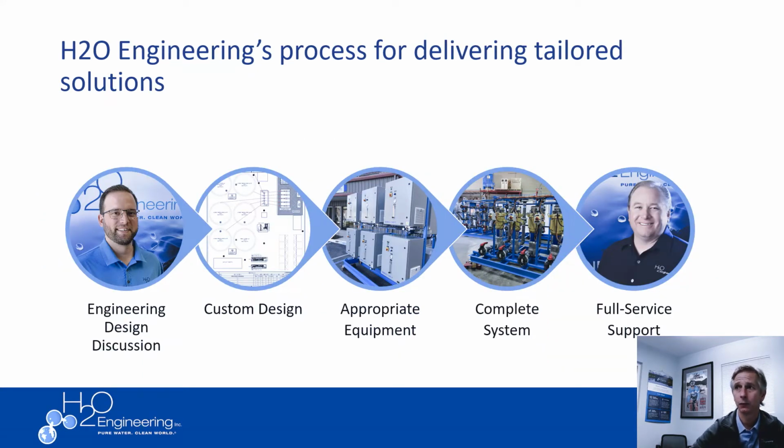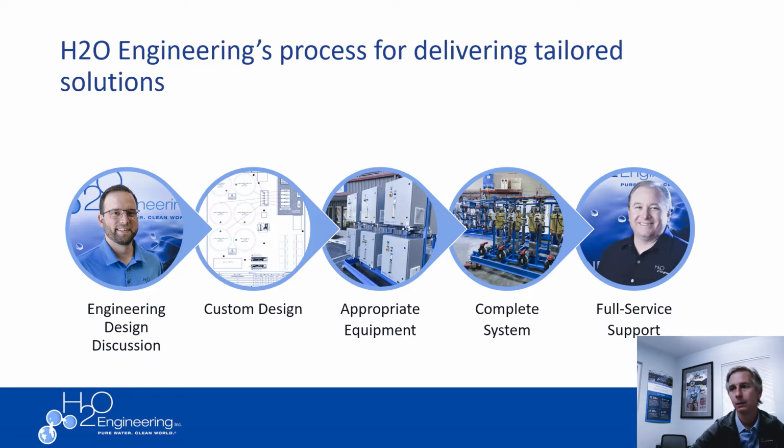Our process for delivering a tailored solution is to start with an engineering design discussion. We'll connect our engineers with the farm engineers. We'll talk about the unique designs of that farm, some of the requirements, some of the challenges they've had, and we'll work with them to come up with a custom design system that will fit their farm needs. We'll help them build the appropriate equipment for that farm. We do the design build of a complete system so that in the end, we can deliver to that farm a complete ozone and filtration disinfection system.